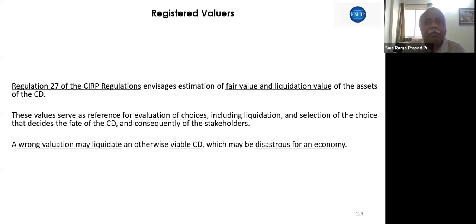Regulation 27 of the CIRP regulations envisages estimation of the fair value and liquidation value of the assets of the CD. These values serve as a reference for evaluation of choices, including liquidation, and the selection of the choice decides the fate of the CD and consequently of the stakeholders. A wrong valuation may liquidate an otherwise viable CD, which is a loss to the economy. Once liquidation happens, it means the death of the company.